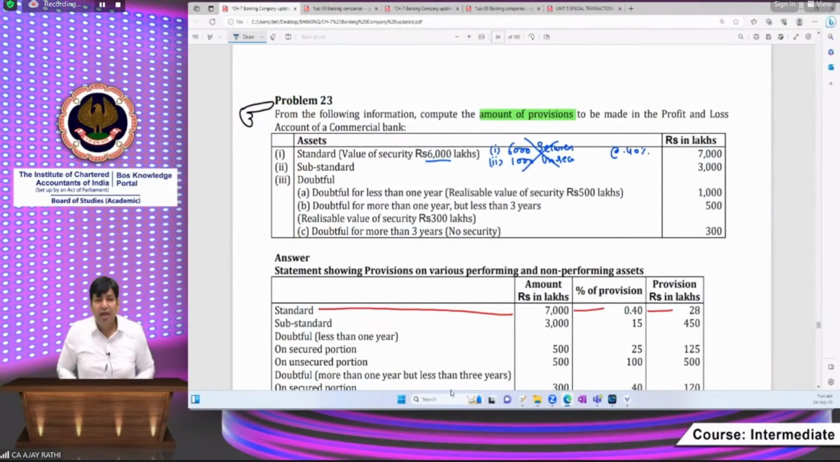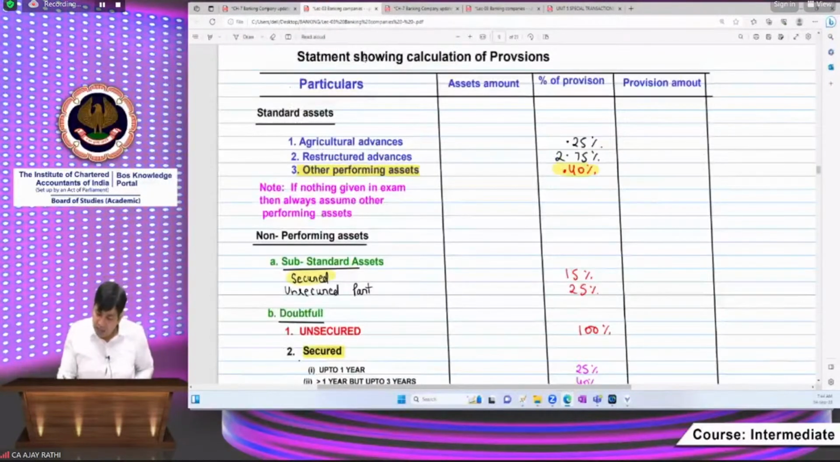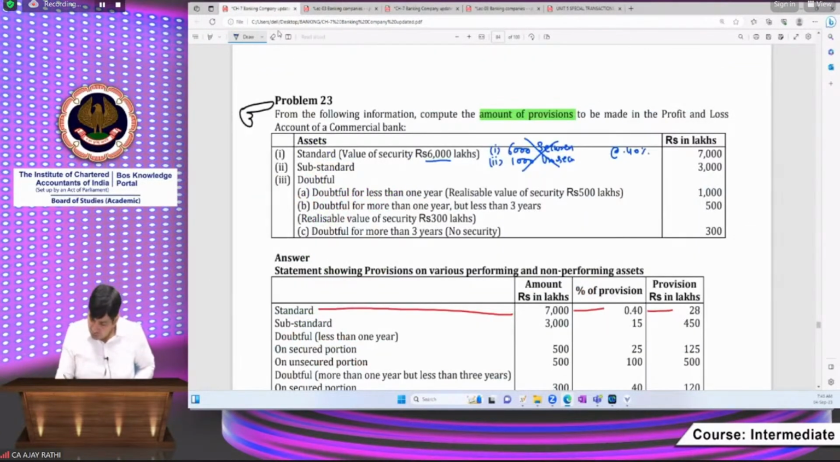Is there any security or unsecurity? No, beta. If nothing is given, then we always pre-assume that such are secured. So that is 15% will be there. These are secured and at the rate of 15%. So what will the amount of provision be for such? Sir, standard assets is there, that is 3,000 and 15% is there, that is 450 is the amount.